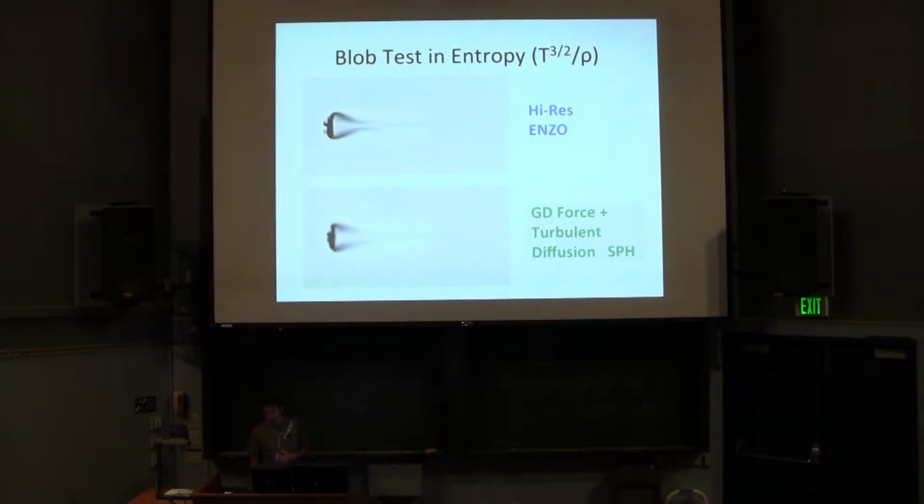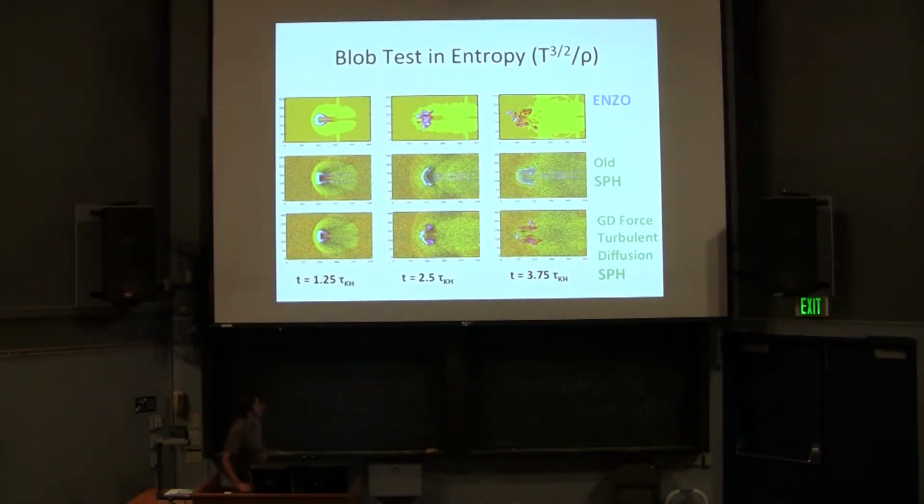And so if I look at that with an easier to read image using a color scale for the entropy, you can see that qualitatively the ENSO and the fixed SPH, if you like, are very similar. So look at the right-hand panel, the top and the bottom, whereas the old SPH had the kind of flying jellyfish problem.